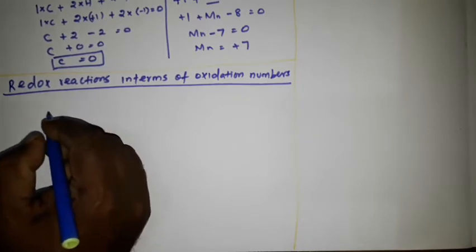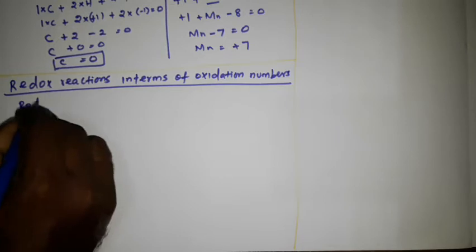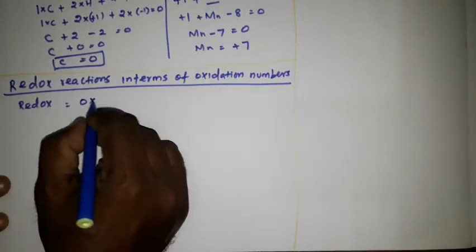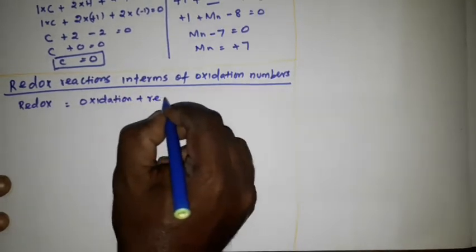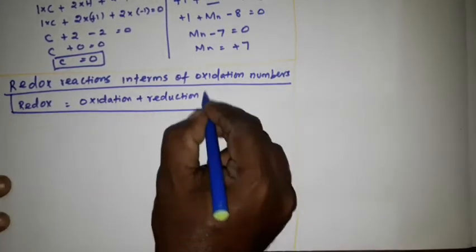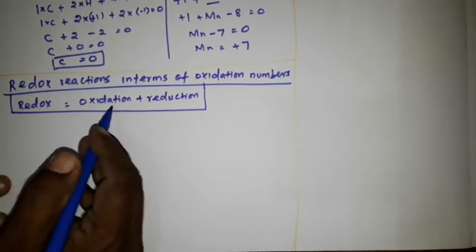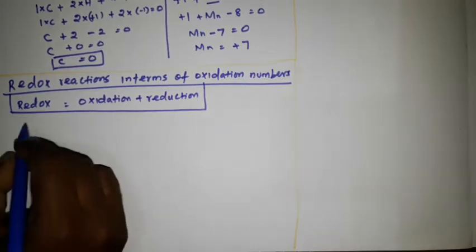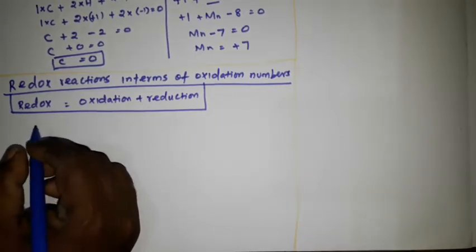See, during redox reactions, what is redox reaction? Redox means, in a reaction, if oxidation plus reduction takes place simultaneously, that is called redox reactions. Okay, so both oxidation and reduction take place, that is called redox reactions. So during the redox reactions, the oxidation number of an element changes.